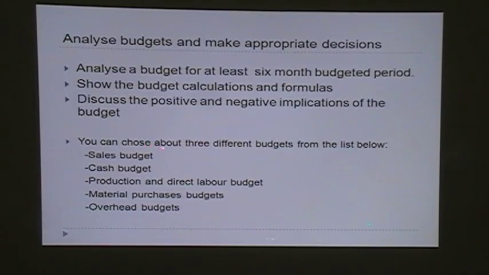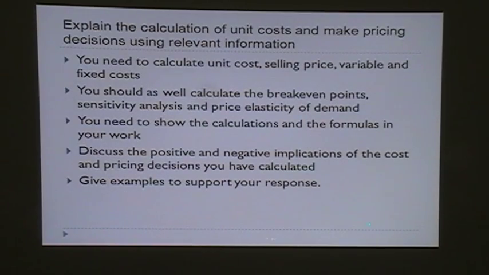You can as well choose about 3 different budgets from the list below: the sales budget, the cash budget, production and direct labor budget, material purchases budget, overhead budget. Calculate showing formulas and all workings and make your decisions as to why you think this budget is good for this organization. We therefore move to assessment criteria 3.2.